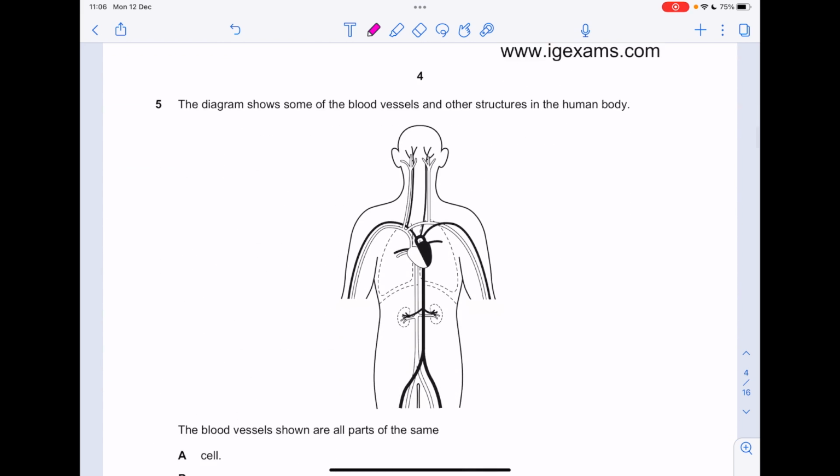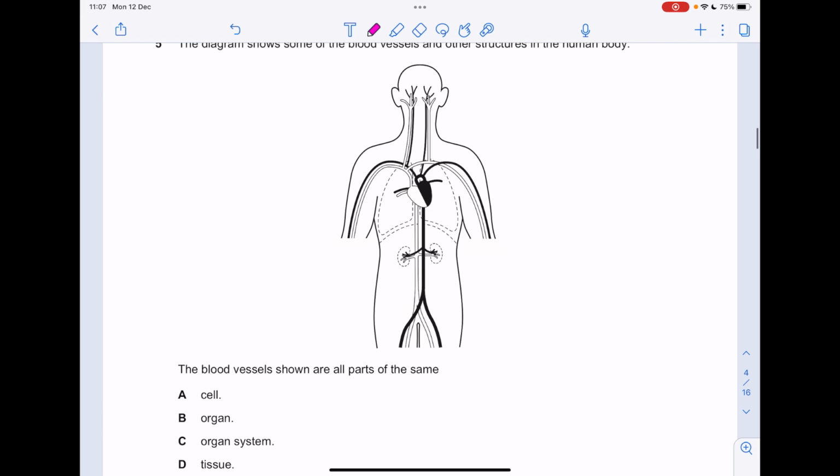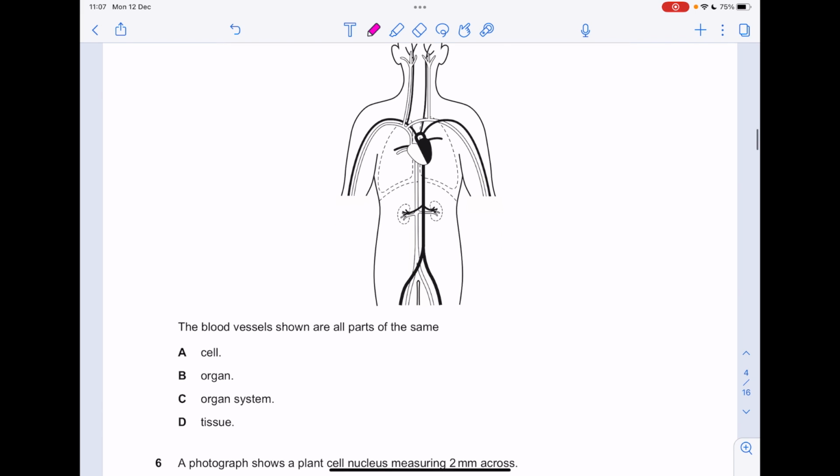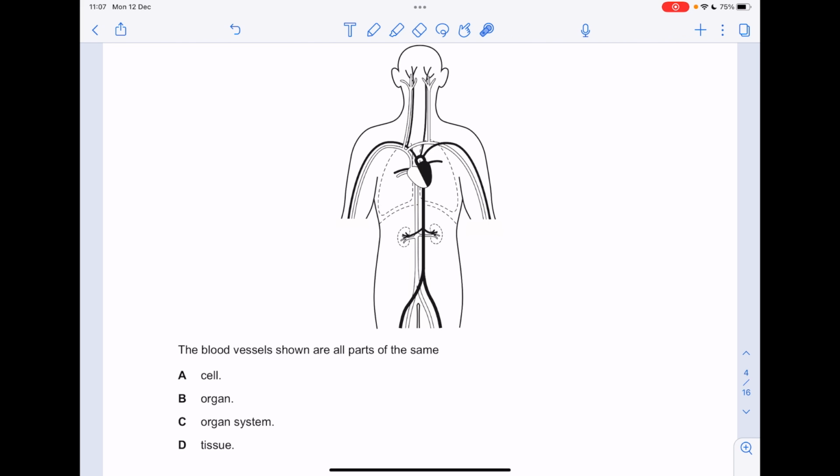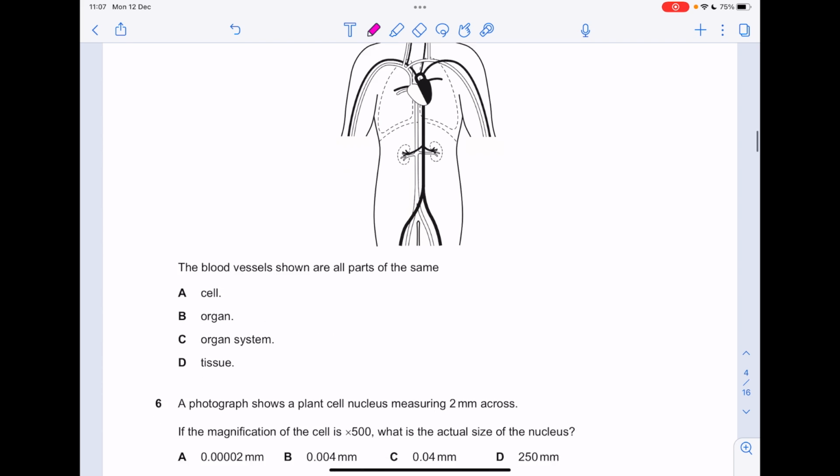5. The diagram shows some of the blood vessels and other structures in the human body. The blood vessels shown are all parts of the same... So we're linking the kidneys down here to the heart. We're going down to the arms, down to the legs. Hopefully you can see we've got multiple organs involved in helping this human body work, which is why the answer here is actually organ system.